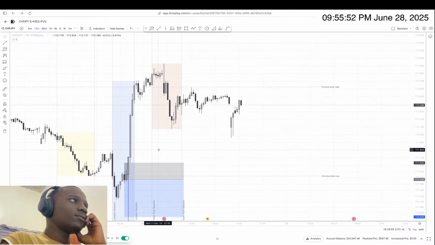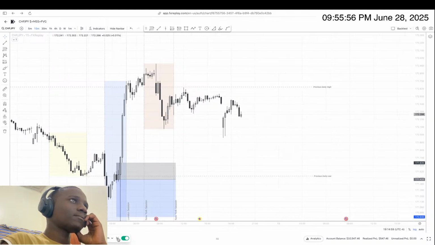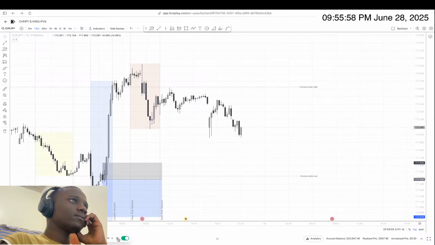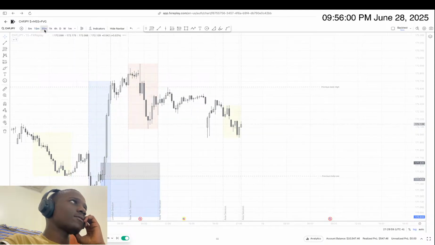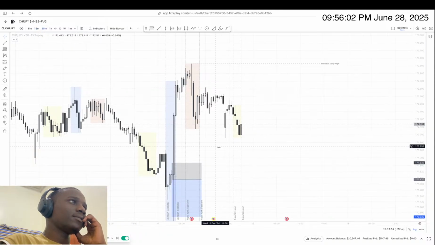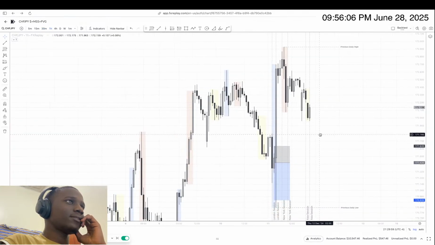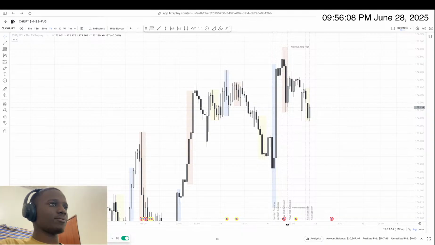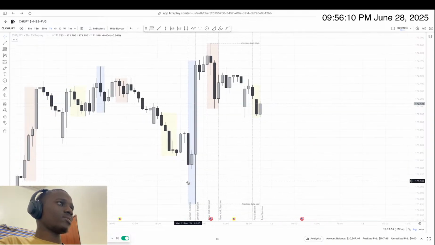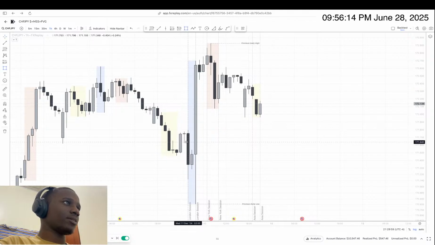Okay, we drop into the range. I still wanted to touch here at least, because on the 30-minute it would look better. Even on the 1-hour, you can see how the 1-hour is looking on this one. How this crazy sweep, shift in structure, and maybe at least this inversion would give us the entry.